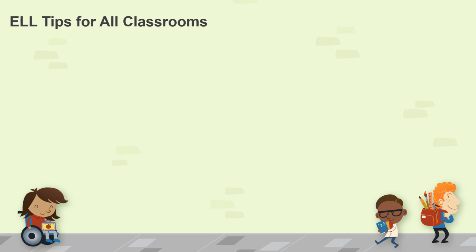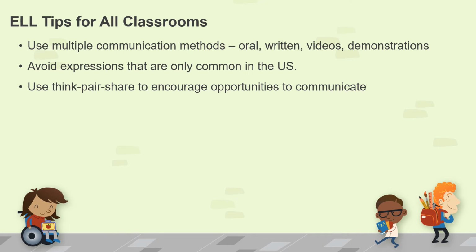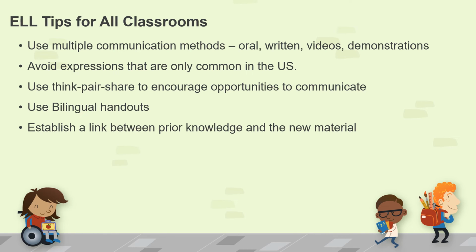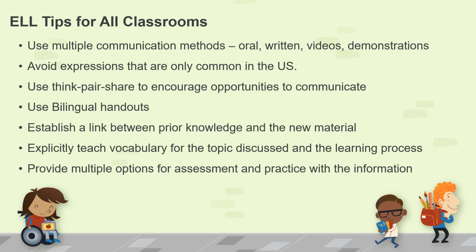In all classrooms, multiple delivery methods should be used, and expressions that are common to the U.S. should be avoided. Using strategies such as think, pair, share will encourage opportunities to build community. Using bilingual handouts may help the learner. Again, creating a link between the prior knowledge and the new material may create a strong link to the learning so that it is not simply memorized and forgotten. Topic vocabulary should be explicitly taught, as well as reflective language so the learner will be able to share their thoughts about the learning process. Finally, multiple options for assessment and practice with the information will help all learners.